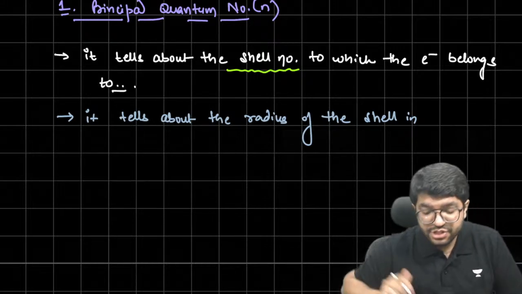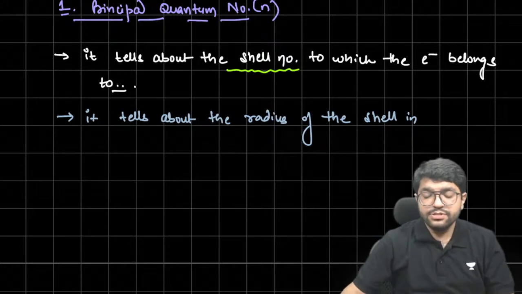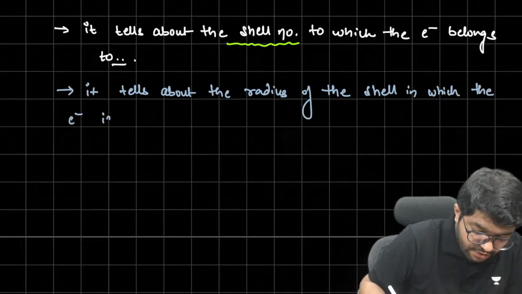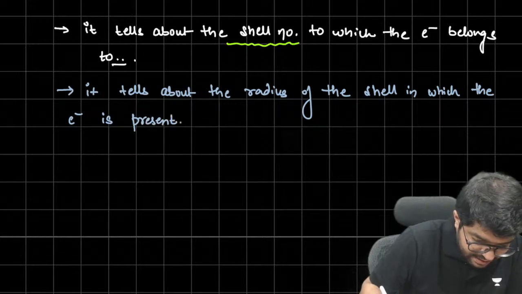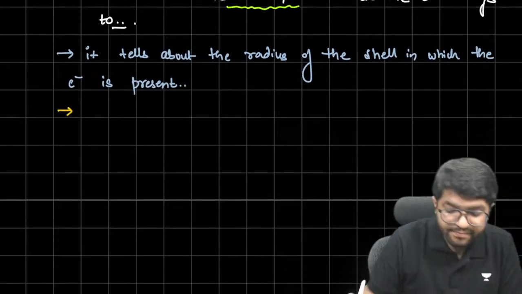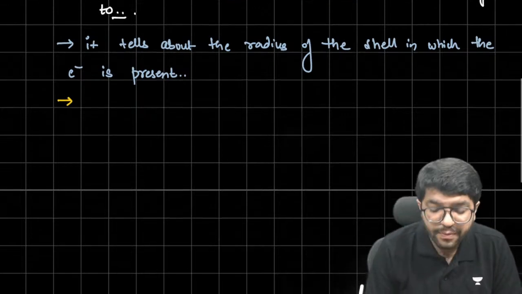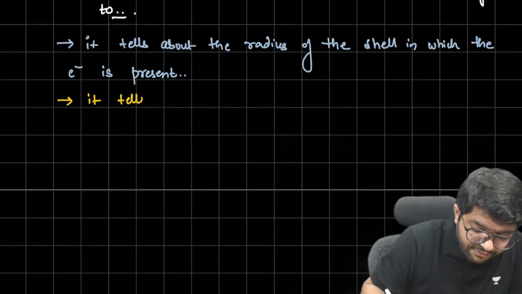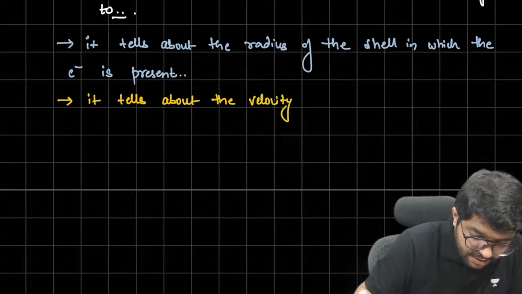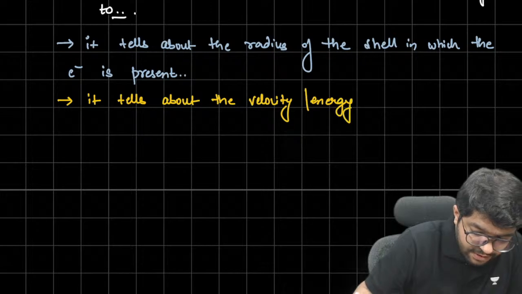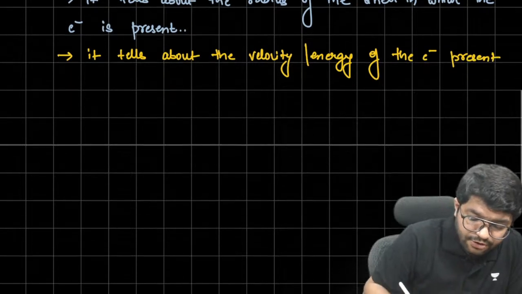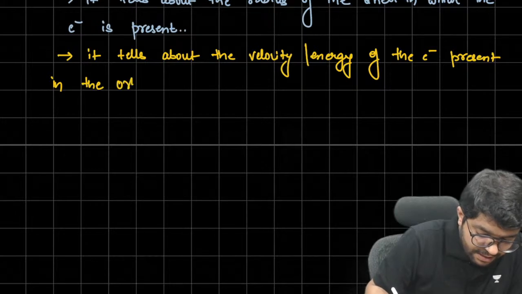It tells about the radius of the shell in which the electron is present. Third one, it tells about the velocity or the energy of the electron present in the orbit.